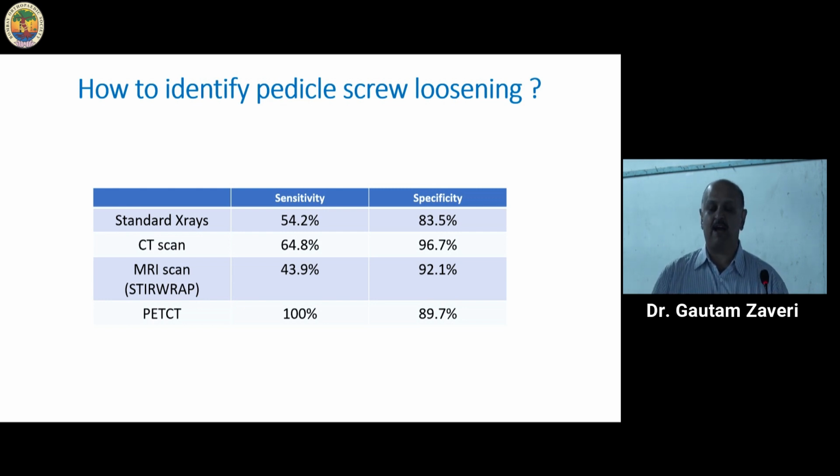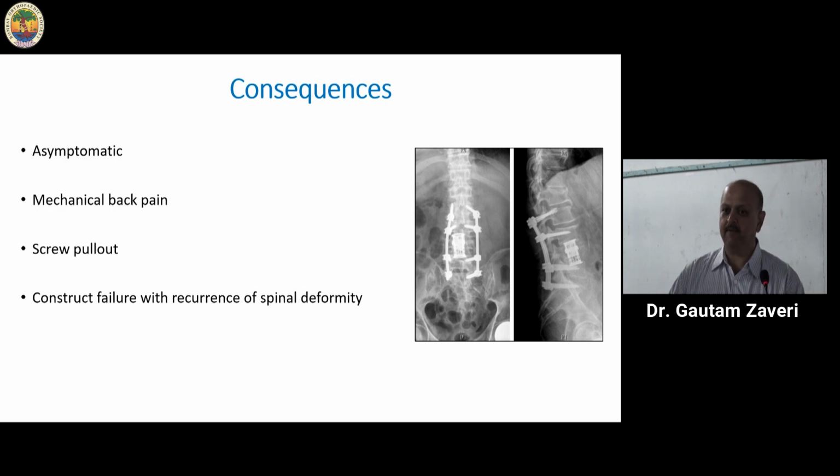What has come today is PET-CT. PET-CT is extremely sensitive. If you are suspecting a loose screw, get a PET-CT done, and you'll find increased blood flow around that area. It is 100% sensitive and extremely specific, one of the best tests available to identify pedicle screw loosening. However, you must remember that all loose screws are not symptomatic. Every time you see a loose screw, do not panic and start wanting to do something about it. You may wait, fusion may occur, and things may collapse and settle down on their own.